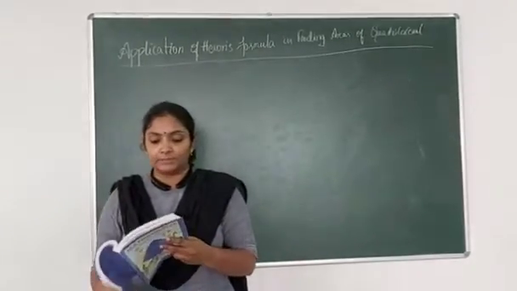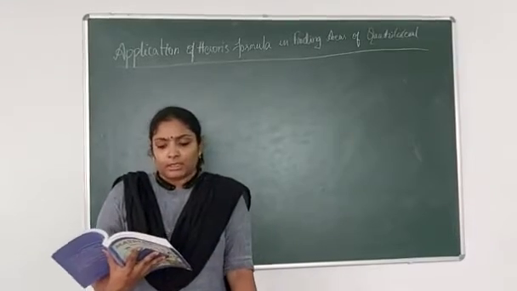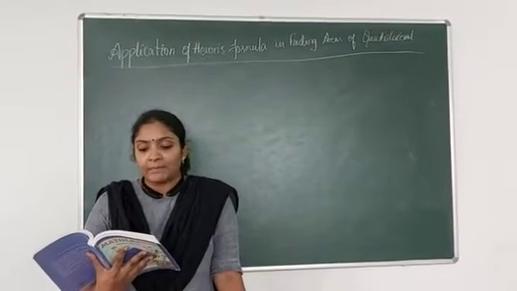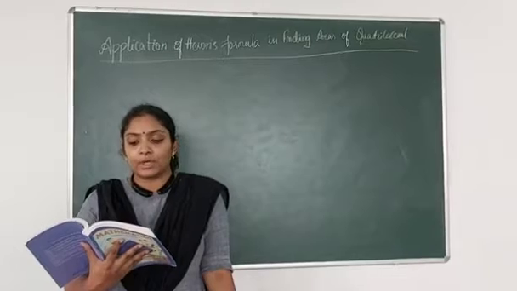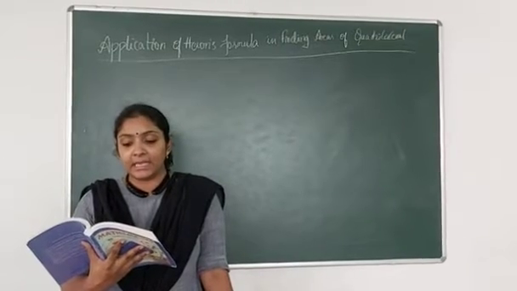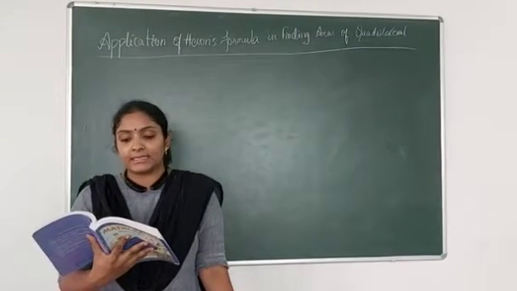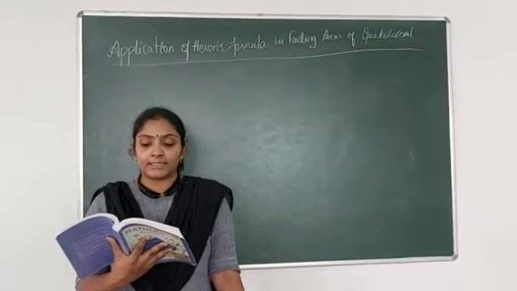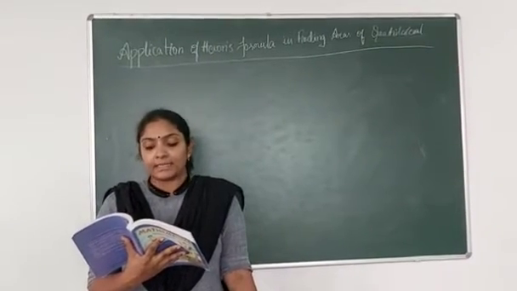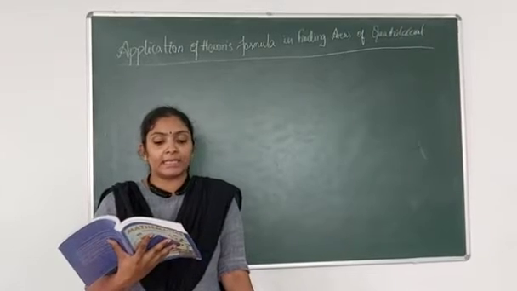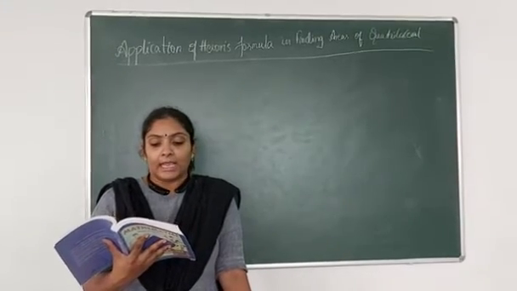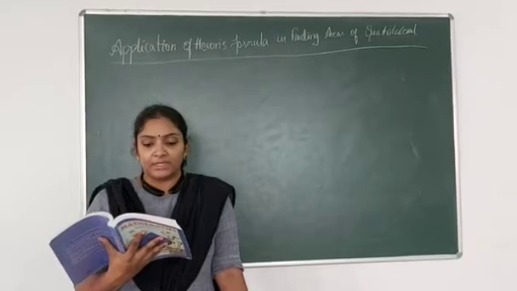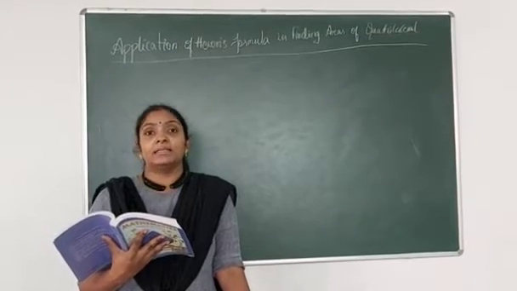the first problem. I am reading out the problem. A park in the shape of a quadrilateral ABCD has angle C equal to 90 degrees, AB equal to 9 meters, BC equal to 12 meters, CD equal to 5 meters, and AD equal to 8 meters. How much area does it occupy?